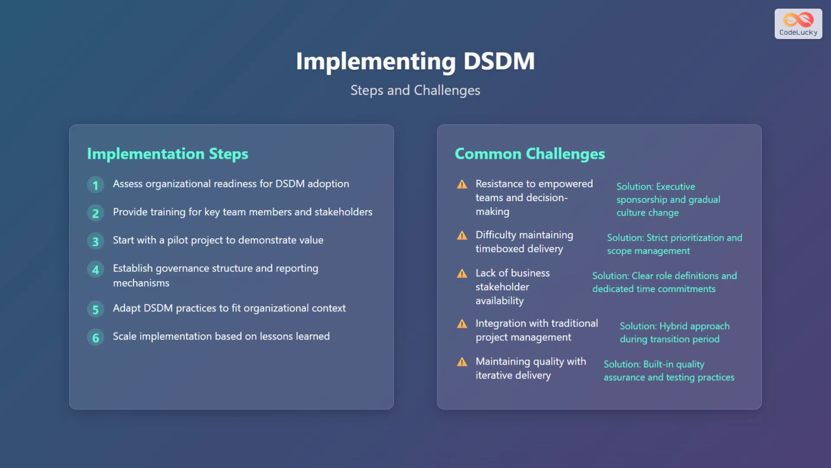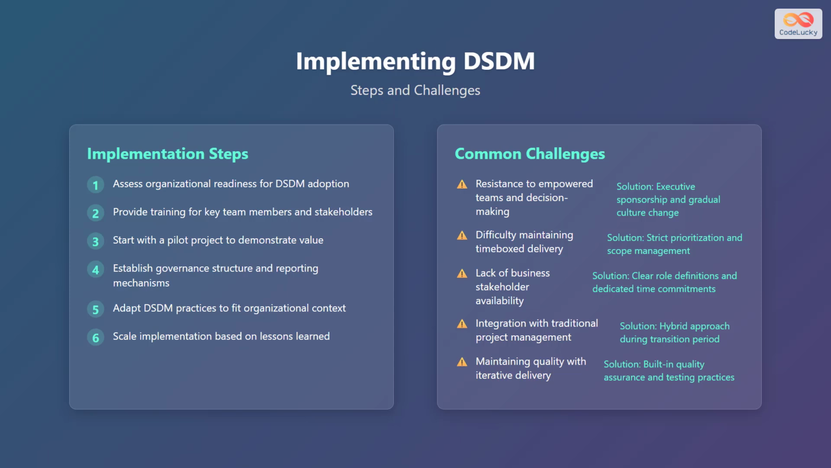Let's discuss the steps and challenges in implementing DSDM. The first step is to assess organizational readiness for DSDM adoption. The second step is to provide training for key team members and stakeholders. The third step is to start with a pilot project to demonstrate value. The fourth step is to establish a governance structure and reporting mechanisms. The fifth step is to adapt DSDM practices to fit organizational context. The sixth step is to scale implementation based on lessons learned.